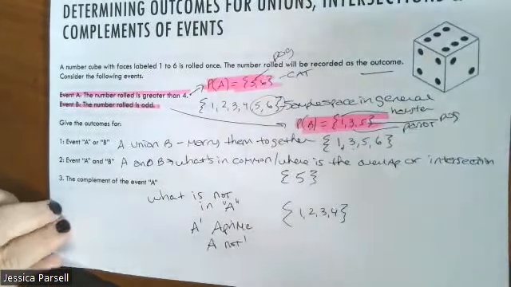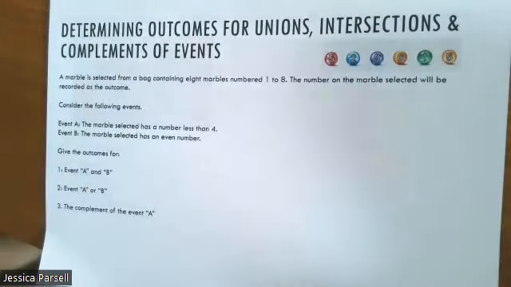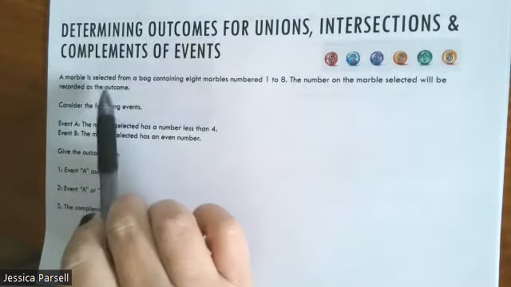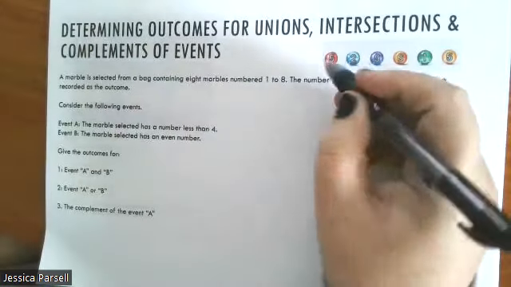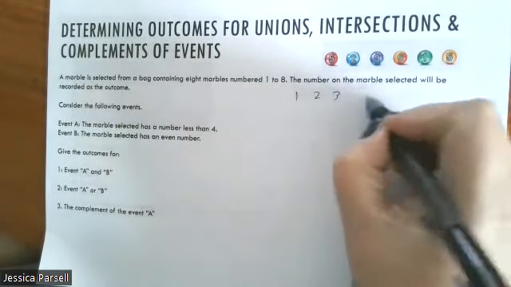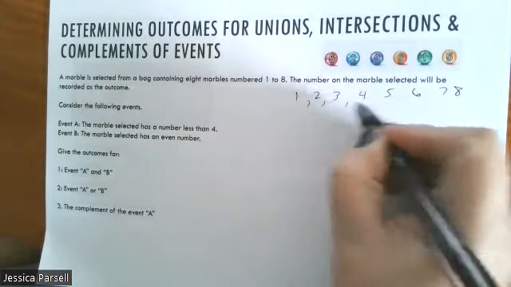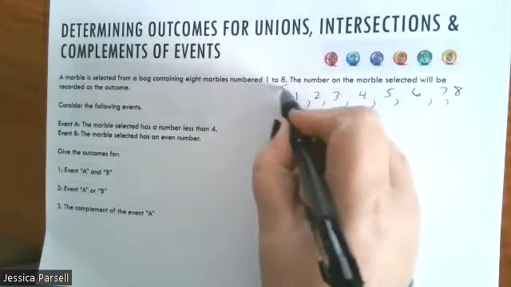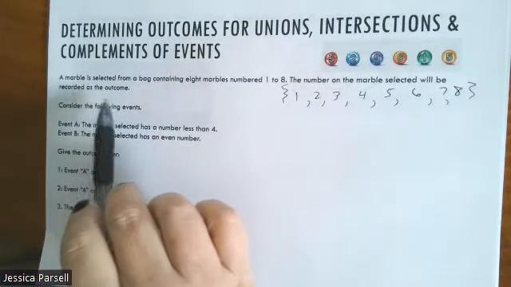Okay, let's move to the next sample. I think it's going to be very similar, so you can practice. Instead of using a die, we'll go with marbles. A marble is selected from a bag containing 8 marbles numbered 1 through 8. So we have 1, 2, 3, 4, 5, 6, 7, 8, and those are the potential outcomes. The number on the marble selected will be recorded as the outcome.